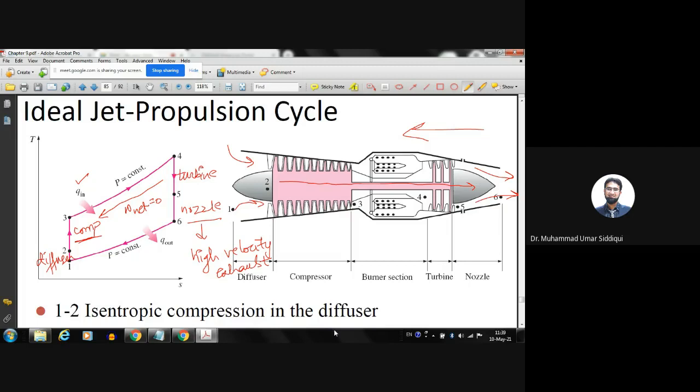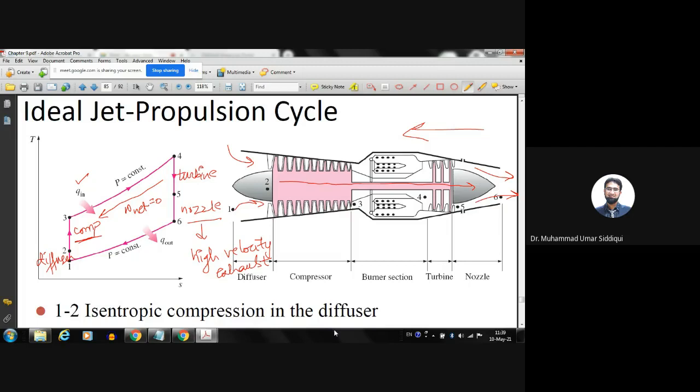The reason for adding these two components is that the jet propulsion engine is used in aircraft which is already in motion. So we first need to convert the kinetic energy of the air going in into pressure energy, then further compress it, and then produce the combustion. The combustible gases need to go out, so we add a nozzle so that the gases, while going out, convert all of the pressure energy into high velocity exhaust. So this is the main idea of the ideal jet propulsion cycle, very similar to the Brayton cycle but with a few modifications.